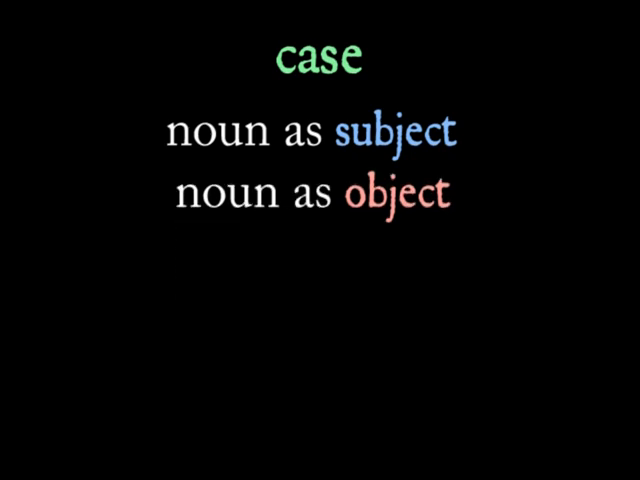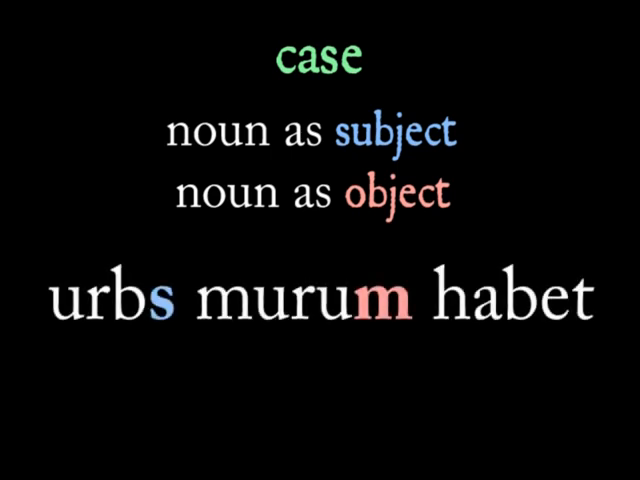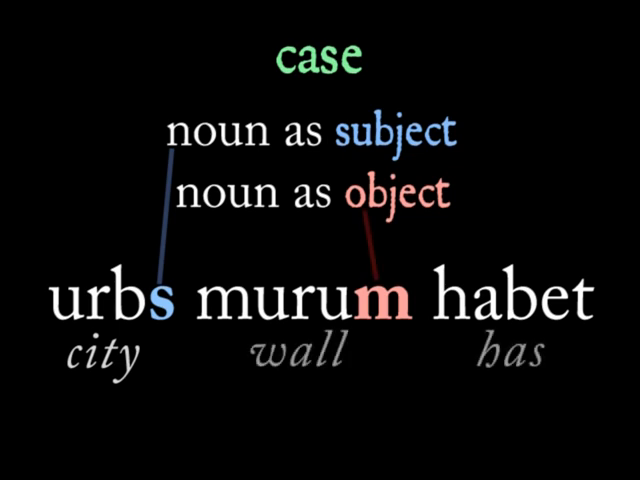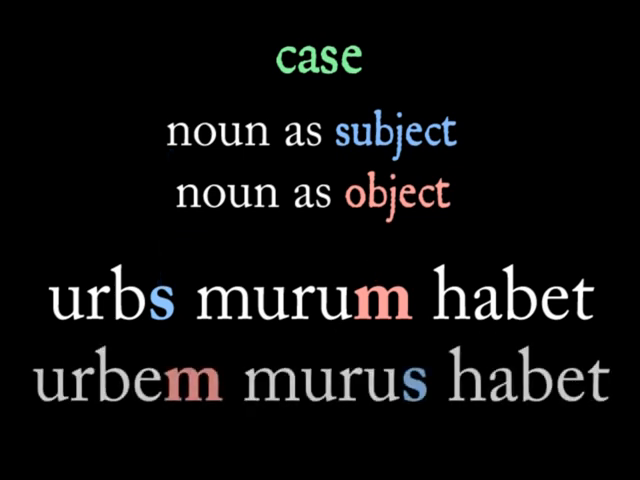Take a Latin phrase, urbs murum habet, which means the city has a wall. Urbs has a nominative affix, a case marker telling you that it is the subject, the city. Murum has an object marker m telling you that it's an object, an accusative case. And habet is the verb, so you know that the city has a wall, and not that the wall has a city, because in Latin word order doesn't matter as much.